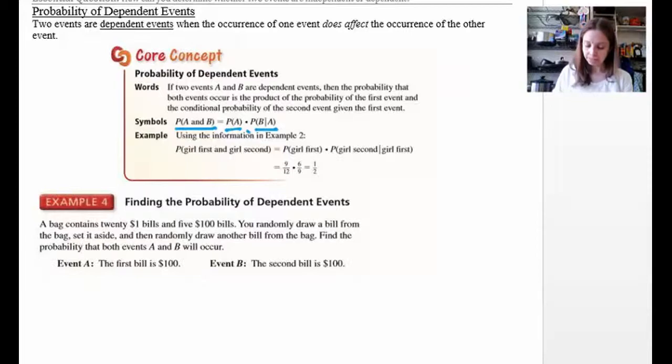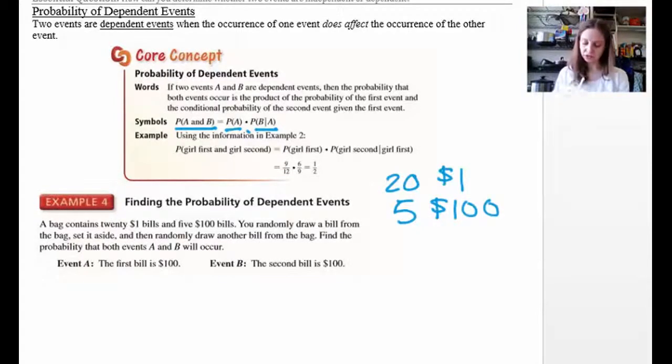Example 4. A bag contains 20 $1 bills and 5 $100 bills. You randomly draw a bill from the bag, set it aside, and then randomly draw another bill from the bag. That's why it's dependent probability, because we don't replace that first bill. So you take the first bill out and set it aside, and then you grab a second. Find the probability that both events A and B will occur. Event A is the first bill is a $100, and event B is the second bill is a $100.